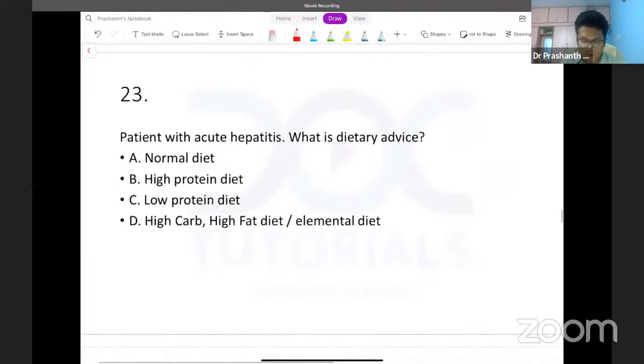Next is a patient with acute hepatitis. What is the dietary advice? Honestly speaking, we do not advise anything special to these patients.